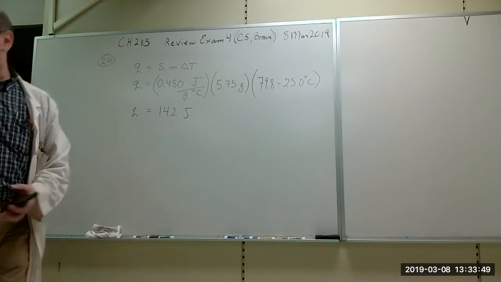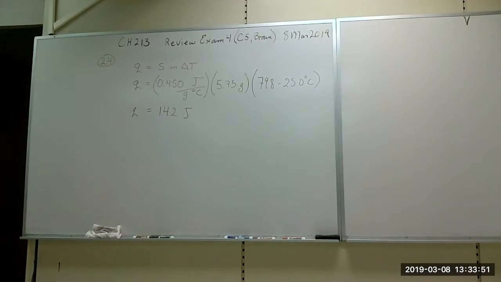Okay, that's 24. Now let's see if we can move to something a little more complicated. What's 20? Why did I skip 20? I skipped 25 because I didn't want to bother with it. It was sort of a memory problem. 26 is a calculation.